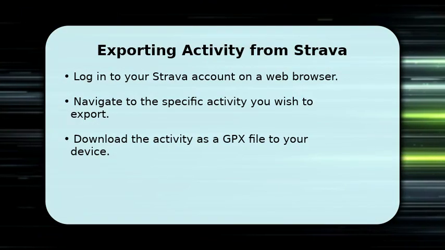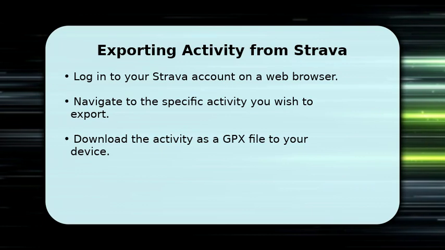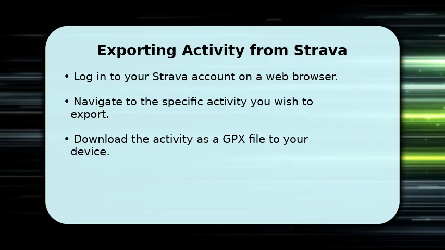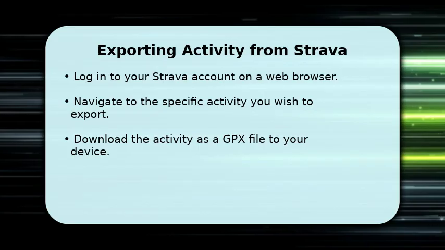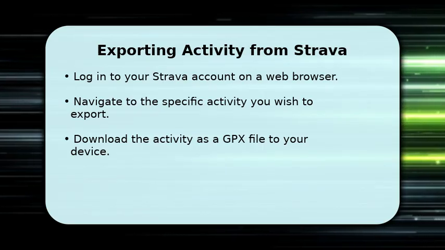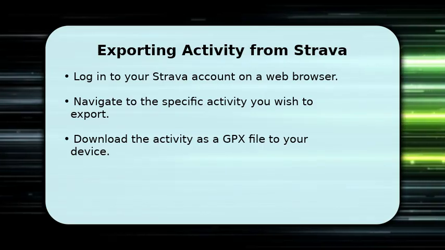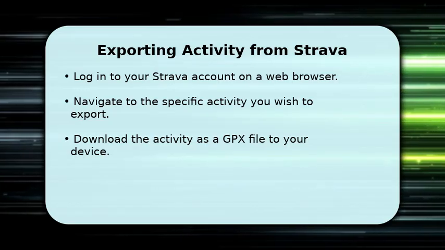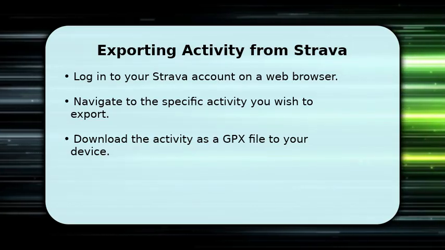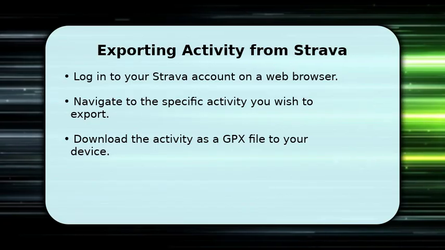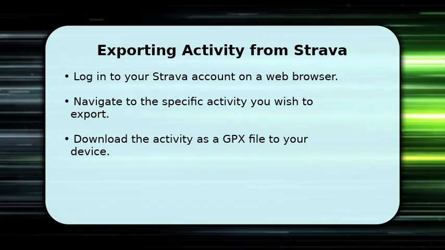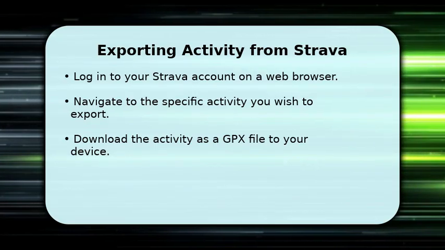To begin, open your web browser and log into your Strava account. Once logged in, find the activity you want to bring into Relive. Look for the three dots icon, usually on the left side of the screen, and select the option to export the activity as a GPX file. This file will then download directly to your computer or mobile device.